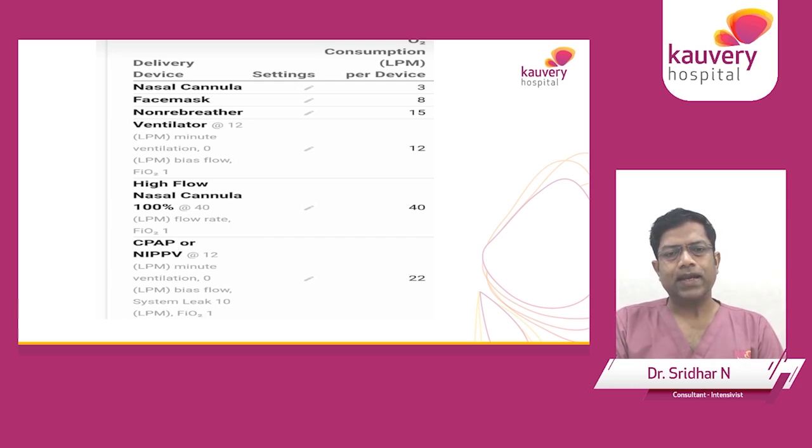The high flow nasal cannula, so this is worked out here. If somebody is on 100% oxygen through the high flow nasal cannula and you're giving 40 liters per minute, then you're using 40 liters of oxygen per minute. Once again on CPAP, if you're using something like 12 liters per minute ventilation, which is displayed on the machine, then if you say there is a leak of about 50 to 60%, normally we aim for a leak of about 20 to 30%, but sometimes the leak can be up to 50 to 60%, then an additional 8 liters are used and the CPAP consumes about 20 liters per minute of oxygen.